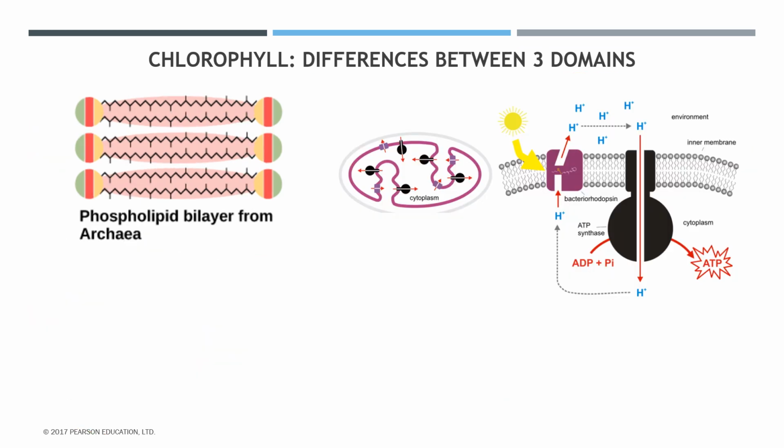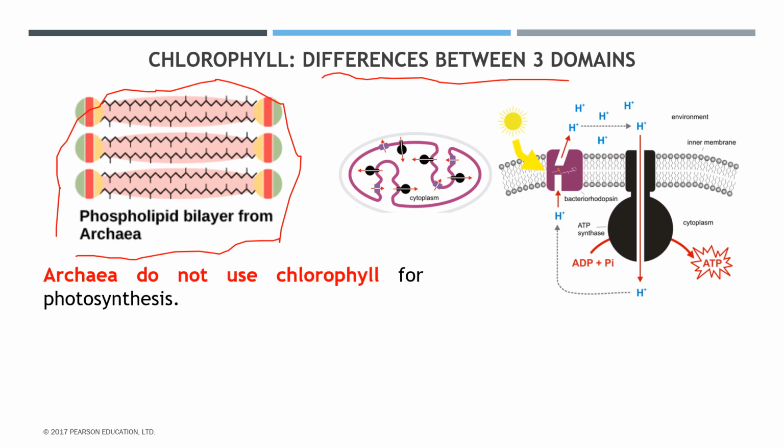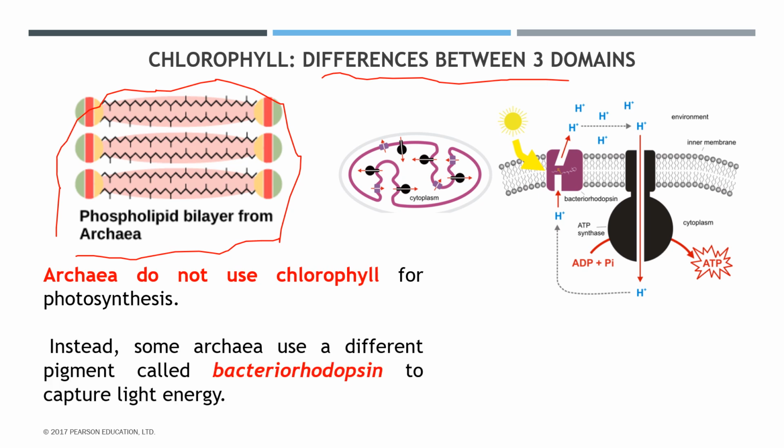And to finish this, here in Archaea, as I showed you, this is unique, and here Archaea again is also unique. So again, D is incorrect because the three domains can use different types of pigments for chlorophyll, although there could be some intersection between cyanobacteria and plants. Archaea do not use chlorophyll for photosynthesis. Instead, they use a different pigment, bacteriorhodopsin.